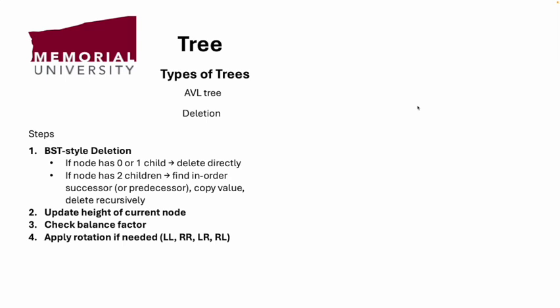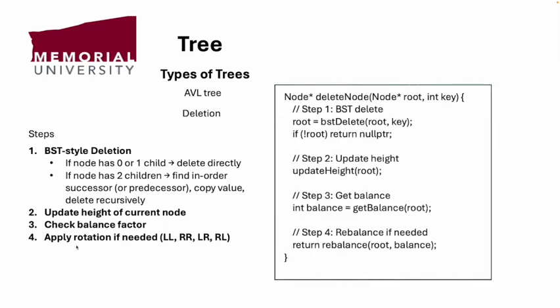So first, it's a binary search tree deletion. We need to process the binary search tree delete. Let's review, recall this kind of delete: delete a leaf node, delete a node with only one child, and delete a node with two children. These are the 3 scenarios for deletion in a binary search tree. Then update the height, check the balance factor, and process rotation. So still 4 steps.